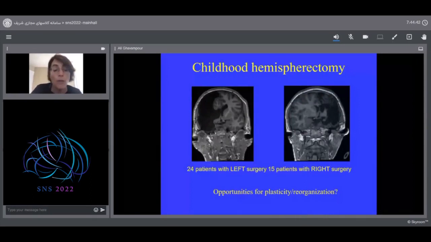I'm going to show you data from 24 patients with left surgery, so they only have a right hemisphere, and 15 patients who've had a right hemisphere surgery so that they only have a left hemisphere. And the question I want to address is, what happens to face and word recognition in children who are developing with a single hemisphere? Are there opportunities for plasticity and reorganization?